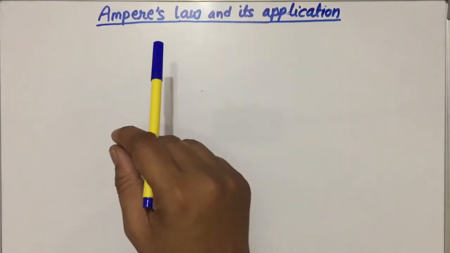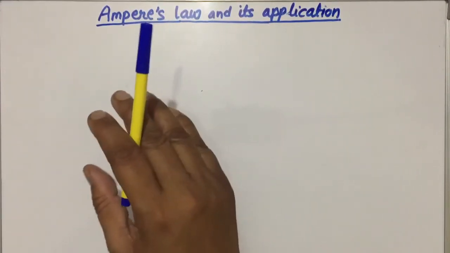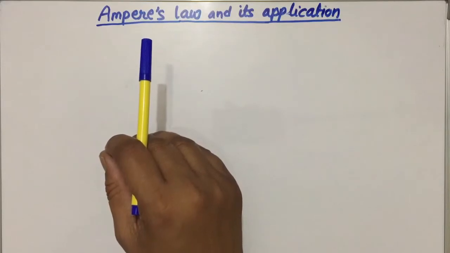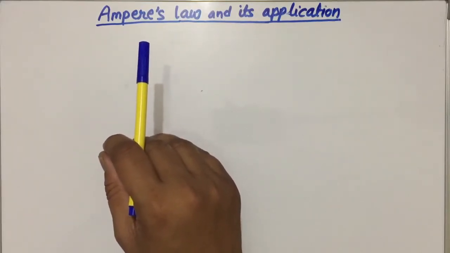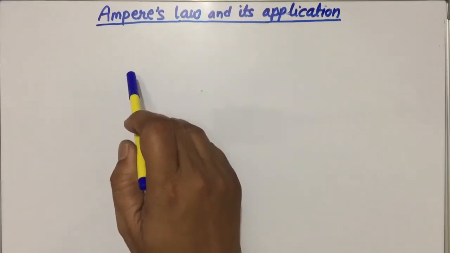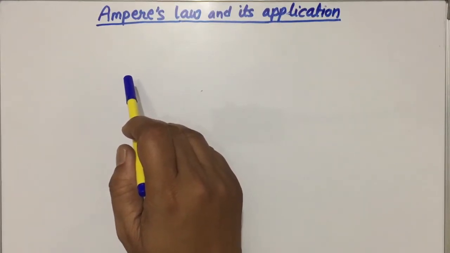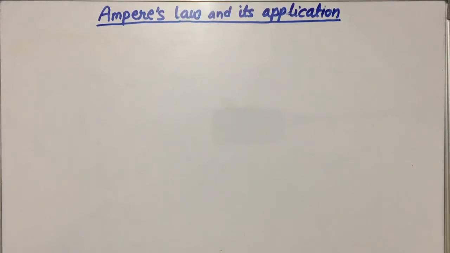We have studied Gauss law in electrostatics. That was the alternative way to find the electric field intensity at any particular point. Similarly, Ampere's law plays the same role in magnetostatics. When a current carrying conductor is there, we will try to find the magnetic field intensity at any particular point. Now let us try to understand the definition of Ampere's circuit law.